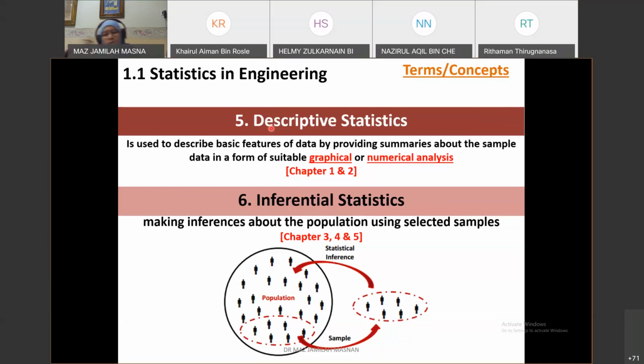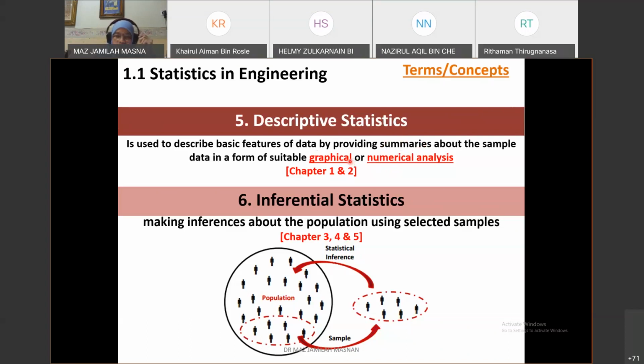This is all about how descriptive statistic can help you with your data. You can come up with good, meaningful information. So descriptive statistic is used to describe basic features of data by providing summaries. Remember: collect, organize, summarize, then analyze. So before you can even analyze, you have to summarize. How do you summarize? You can use a graphical or numerical approach. It depends on your objective.